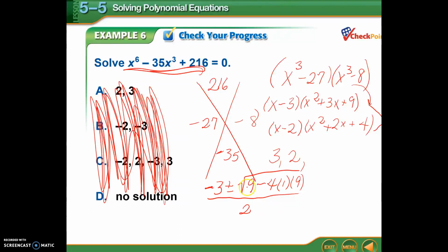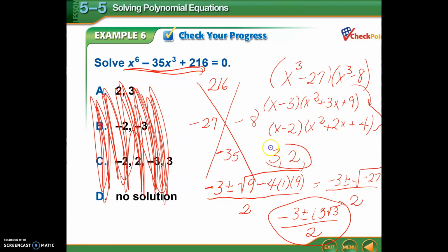So we get negative 3 plus or minus square root of negative 27 over 2, and square root of a negative is i, and so I would allow you to leave that as negative 3 plus or minus i square root of 27, or 3 square roots of 3, which is what 27 is, over 2. So there's another two answers.